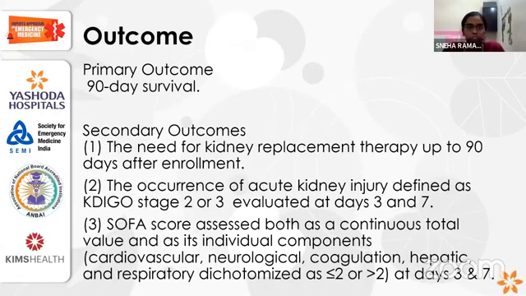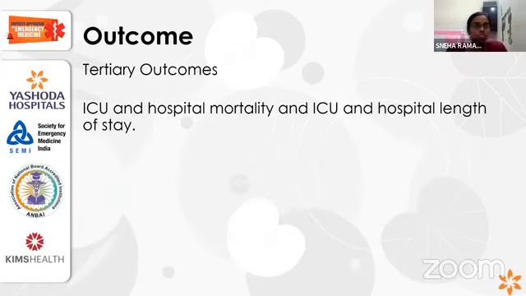Next, the outcomes. The primary outcome was 90-day survival. The secondary outcomes were the need for renal replacement therapy up to 90 days after enrollment, the occurrence of AKI defined as KDIGO stage 2 or 3 evaluated at day 3 and 7, and SOFA score assessed both as a continuous total value and as its individual components, that is cardiovascular, neurological, coagulation, hepatic, and respiratory at day 3 and 7. The tertiary outcomes were ICU and hospital mortality and ICU and hospital length of stay.